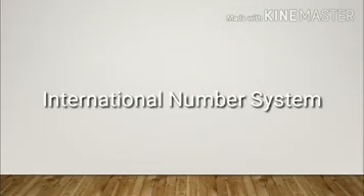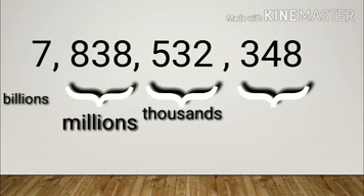Now we can learn about the international number system. Here the only difference is that commas come after every 3 digits from the right. The first comma marks thousands, the same as in the Indian system. The second comma, there is a difference, marks millions. It comes after 3 digits. And the third comma comes after another 3 digits, and that marks billions.